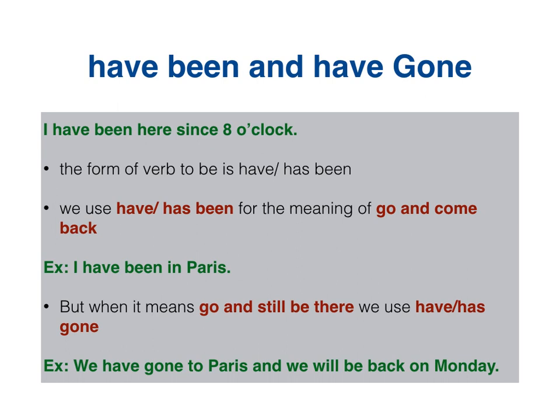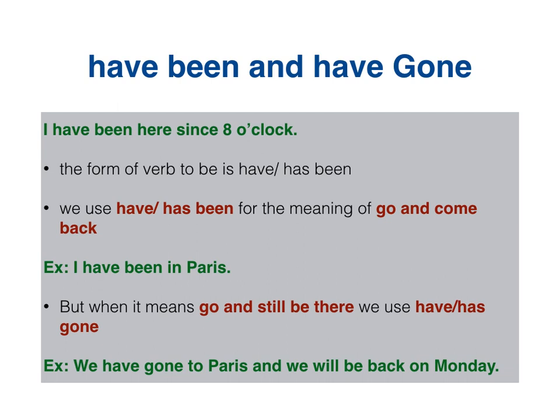Okay, let's move to another form. We use have or has been for the meaning of go and come back. For example, I have been in Paris. What does it mean? I went to Paris and I came back. So we said, I have been in Paris.